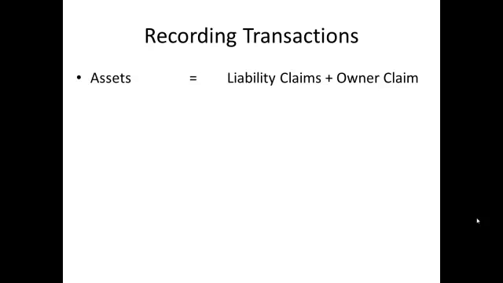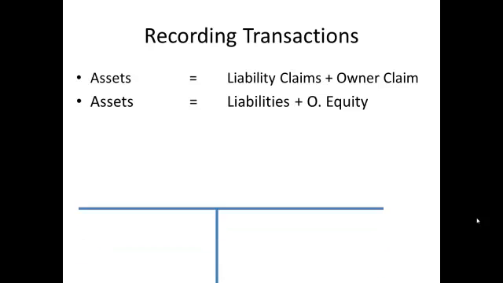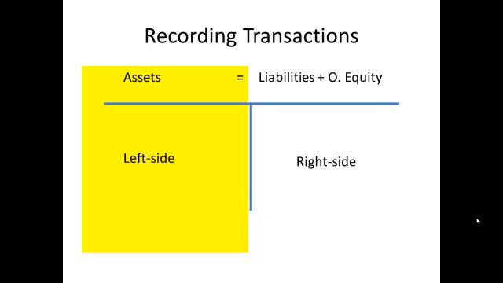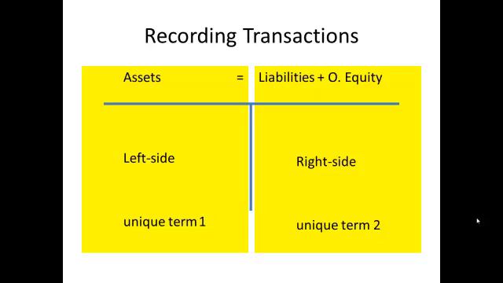So reminding ourselves of the equation, assets equals liability claims plus owner claims. Let me shorten that. Assets on the left equal liabilities and owner equity on the right. I want to divide the equation here and simply introduce a left side and right side. We're going to come back to this as we develop our concept of an account. So left side, assets. Right side, liabilities and owner equity. We will assign unique terms to the left and right side of individual accounts which make up our entire equation. We have several accounts on the asset side and several accounts on the liability and owner equity side. But this positional location is the starting point.